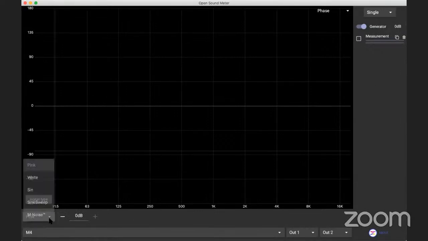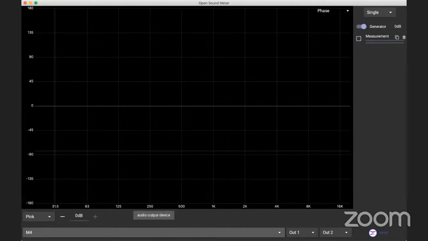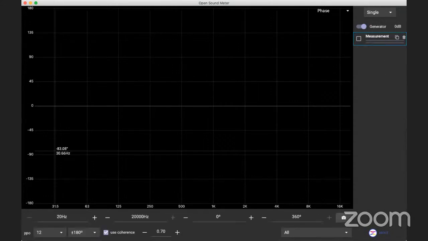We can turn the generator into pink noise, white noise, sine sweep, etc. Right now it's on pink noise. You can change the level as well, and you can also change the IO. So you click on any part of the software and all the settings regarding that particular section are going to turn up on the bottom of the screen. Is that clear? Yes, sir. So any questions?